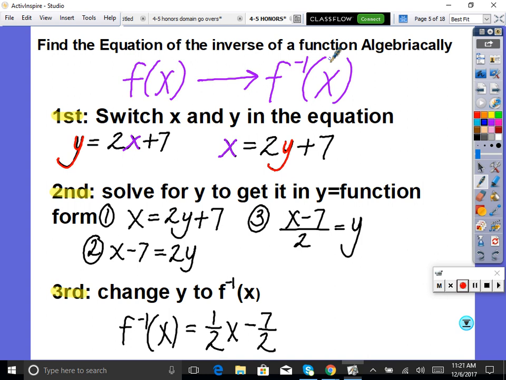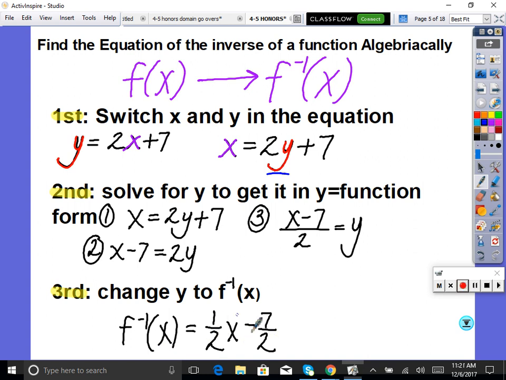Second step, once you do that, solve for y. So now we're going to try and get y alone, piece by piece using algebra. So we would subtract 7, divide by 2. Now y is alone. We have found the inverse. Now your third step is write it in the prettiest format and change it to the correct notation, f inverse instead of y. So look, I have f inverse of x is equal to 1/2 x minus 7/2.